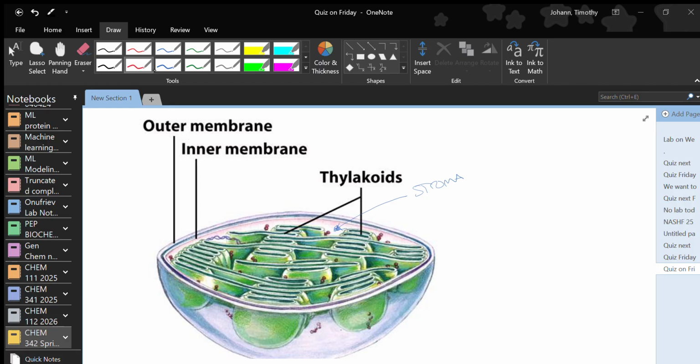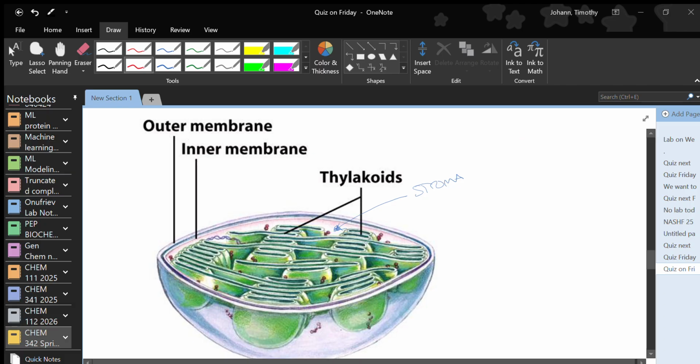And we've got 2 types of reactions or 2 sets of reactions we're going to concern ourselves with here. We have the light reactions, and these occur in the thylakoid membranes. And then we have what's called the dark reactions, and they occur in the stroma.